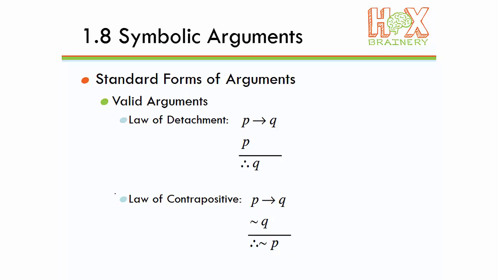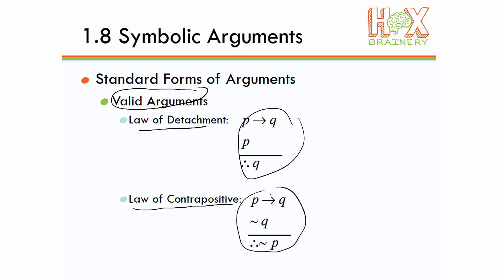And you also have standard forms of arguments. So these are like known forms, and these are for valid arguments. You have the law of detachment. That's the one we just went over. This is a known argument form, law of detachment, and it's a valid argument. You also have the law of contrapositive. This is what the law of contrapositive looks like. That's that type of argument right there. If P, then Q, not Q, therefore not P. And that's a known valid argument.